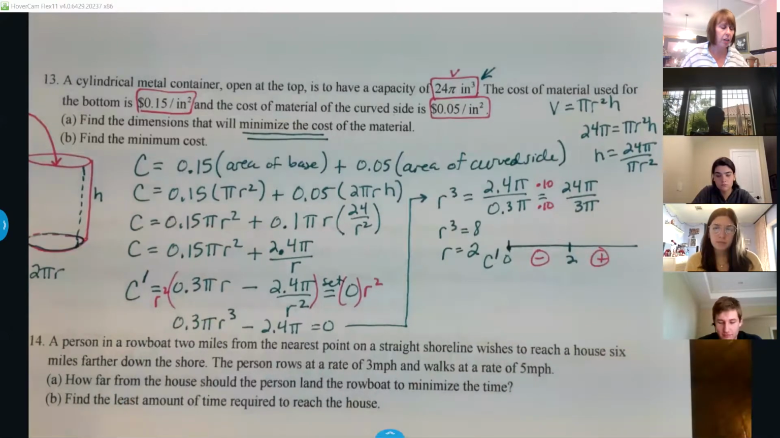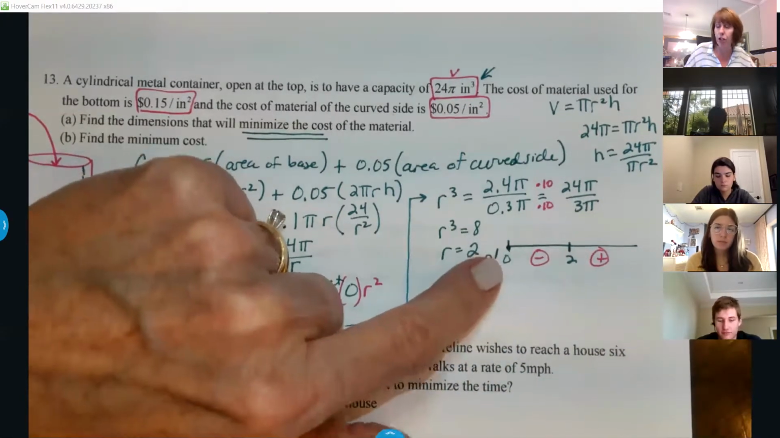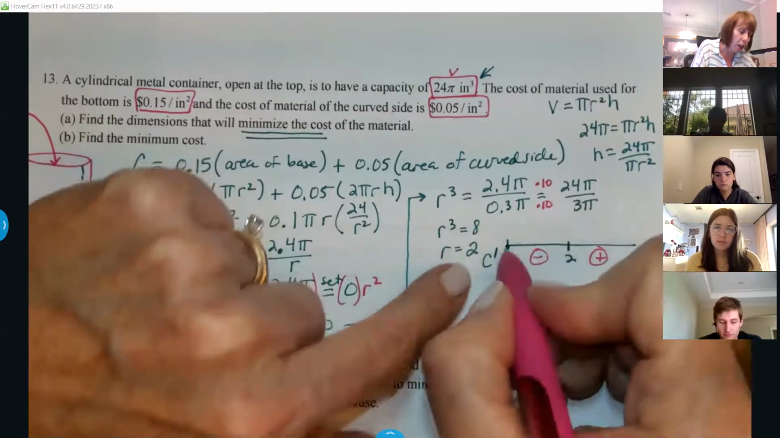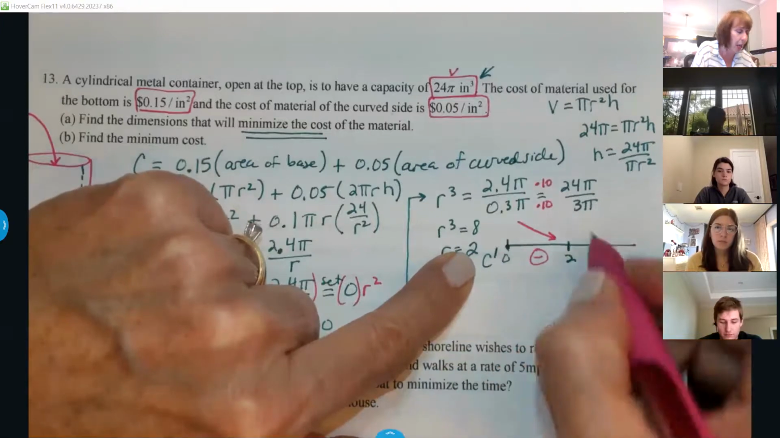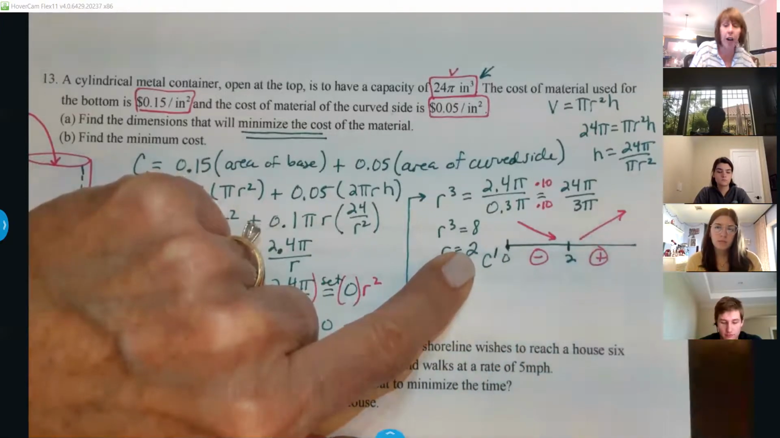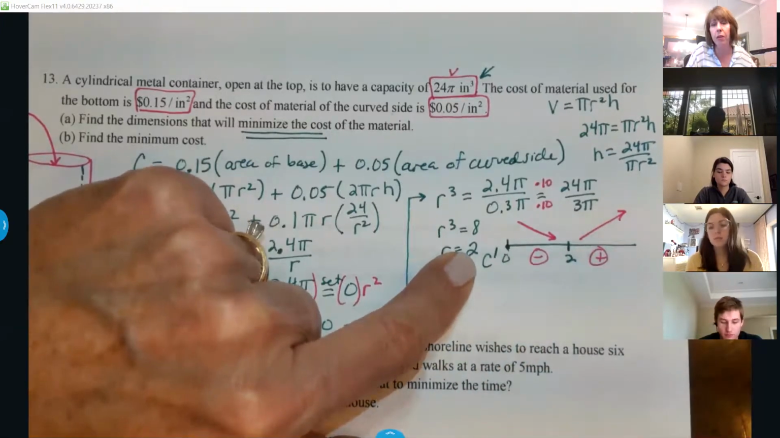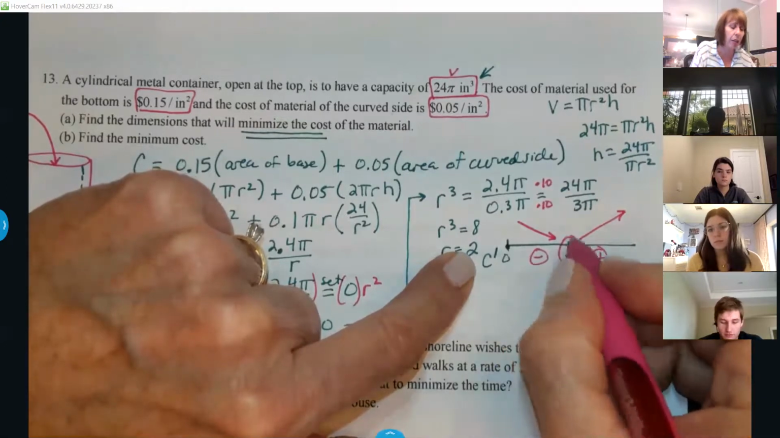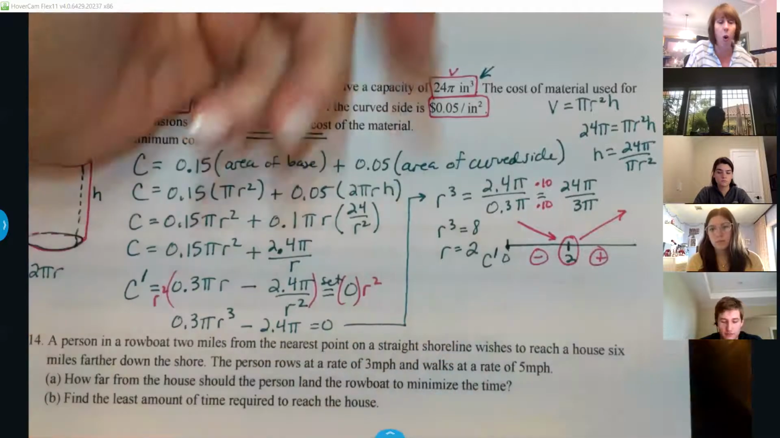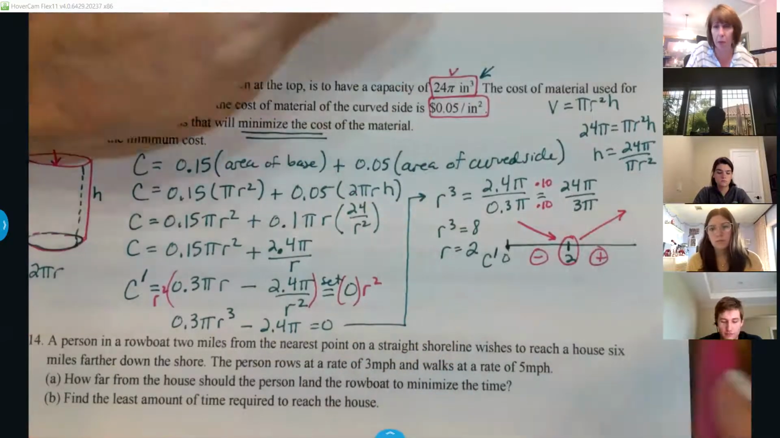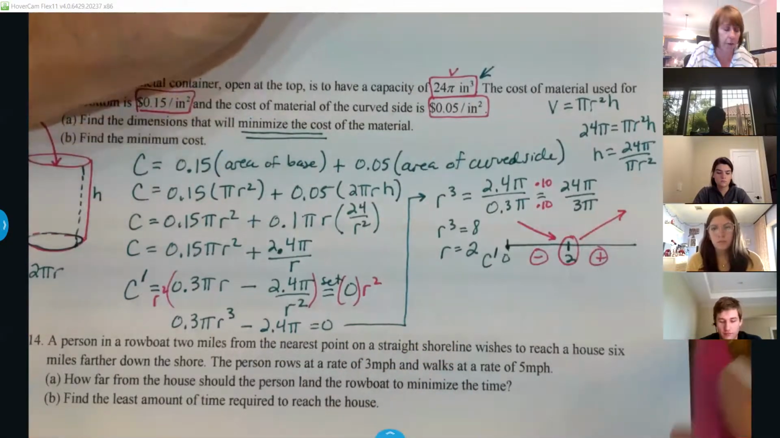So this tells me, what is cost doing? Cost then is decreasing until it gets to R is 2 and then increases forever after that. So yes, this is not only a relative min, but it's an absolute min as well, because this is the only minimum in the whole problem, okay?